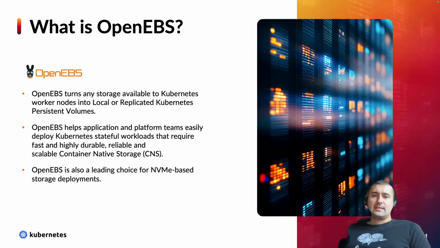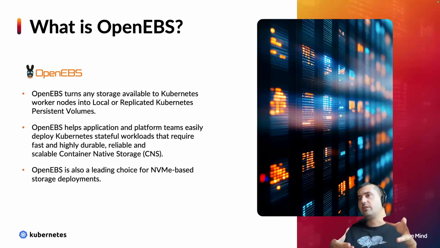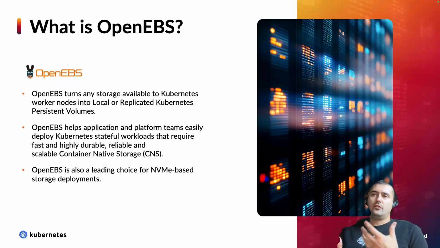Regarding OpenEBS, what it is and how it suits our Kubernetes. OpenEBS turns any locally attached storage presented on the nodes into local or replicated Kubernetes persistent volumes. What does it mean? It means that if you have some local disks or even NFS connected to the local Kubernetes worker nodes, you can transform them into distributed storage.